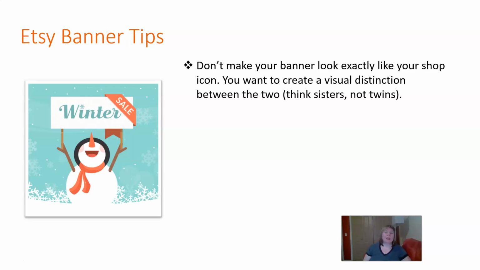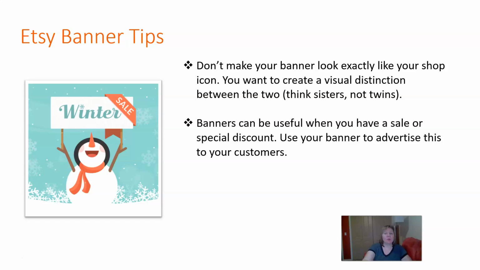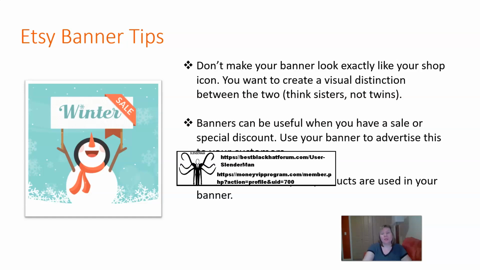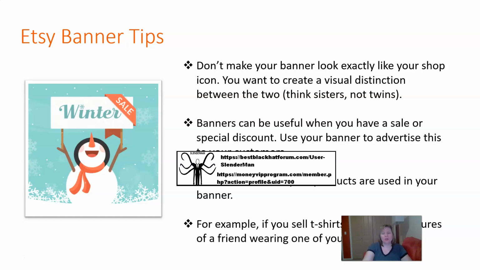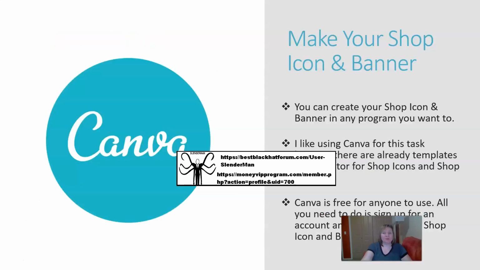Don't make your banner look exactly like your shop icon. You want to create a difference between the two, but they should be similar. So think sisters, not twins. They can also be useful when you have a sale or special discount; you can use them to advertise that. So you might want to create your own banner, like a base one that you have maybe in a photo editing program like Canva, and that way you can go back in and make changes if you want to add sale banners, ribbons, and things like that. You can also show how your products are used in your banner. If you sell t-shirts, you can have some photos of people wearing t-shirts, just to show exactly what people are doing with your products.